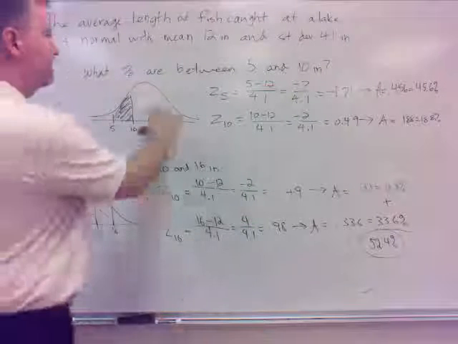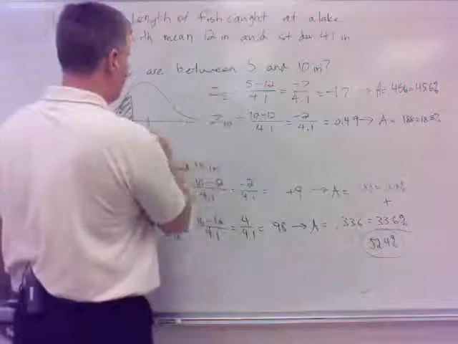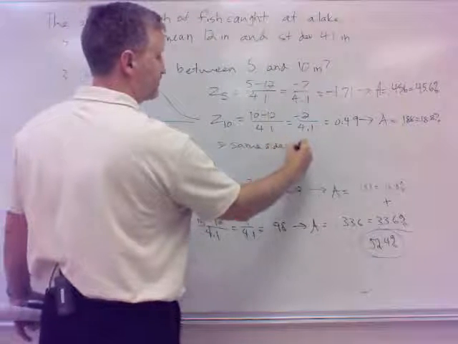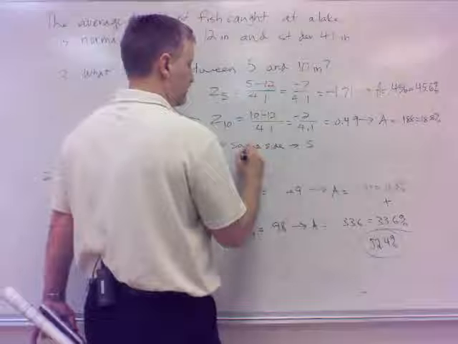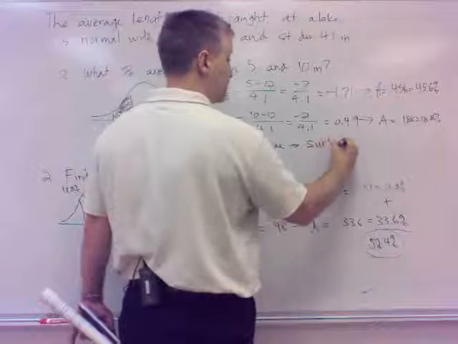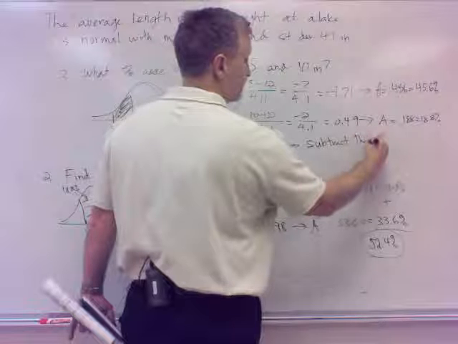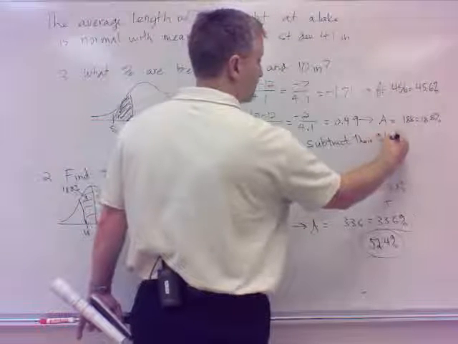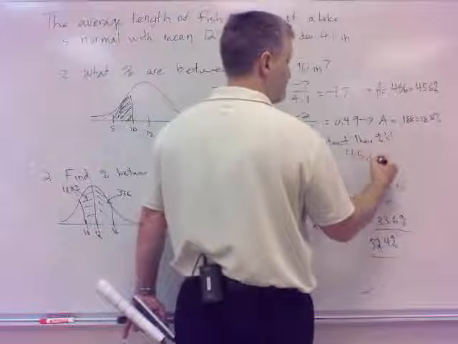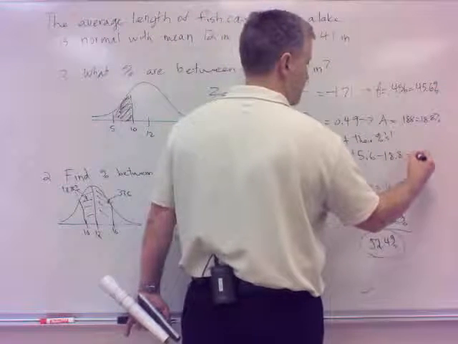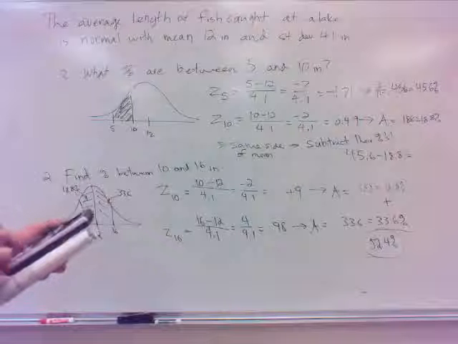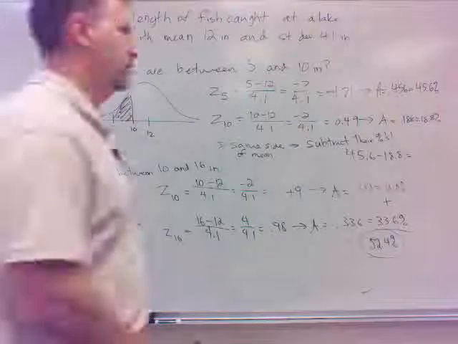However, 5 and 10 are on the same side of the mean. What does that tell me? Well, on the same side of the mean, subtract the percentages. So instead of adding these percentages, I'm going to subtract. 45.6 minus 18.8. What does that give me? 26.8.